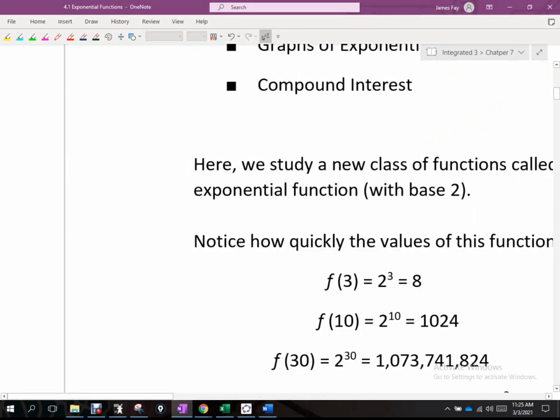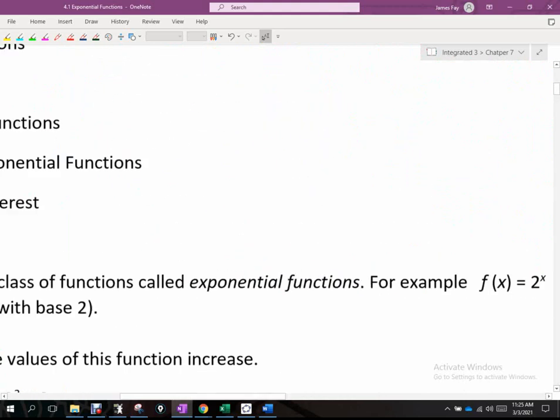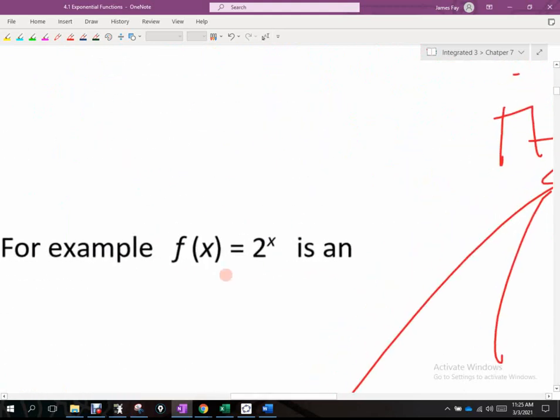Now, it is a function, so we're going to use the function notation that we're accustomed to. But remember, we could also write it this way: y equals 2 to the x. That means the same thing. So that tells us that f of x is just a y value, right?